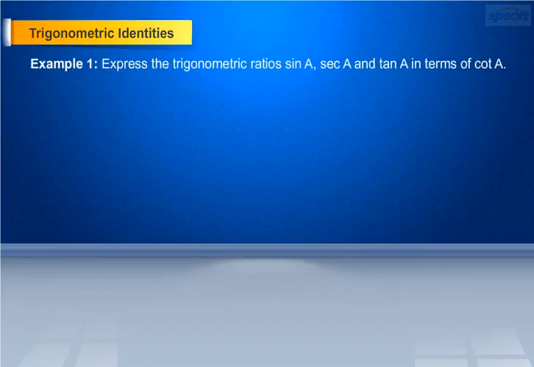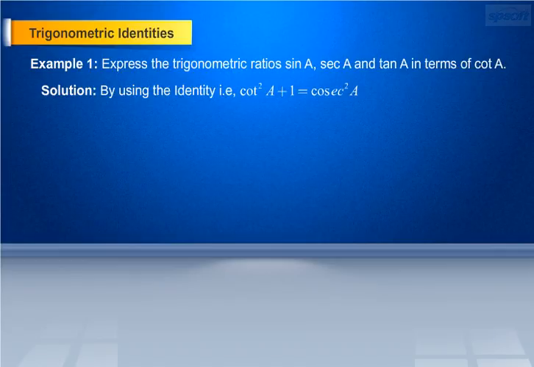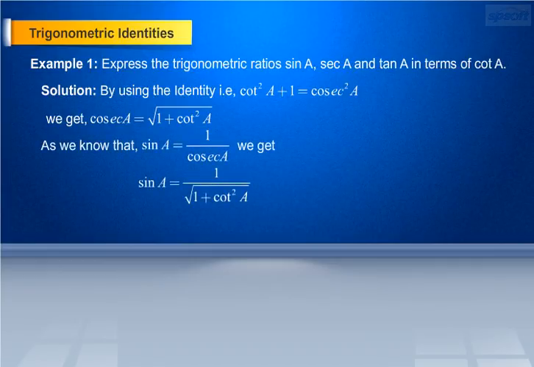Example 1. Express the trigonometric ratios sin A, secant A and tan A in terms of cot A. Solution: in order to express sin A, secant A and tan A in terms of cot A, let us consider the identity, that is, cot square A plus 1 equals cosecant square A. This implies that cosecant A equals square root of 1 plus cot square A. Now let us find the value of sin A in terms of cot A. As we know that sin A equals 1 by cosecant A, we get sin A equals 1 by square root of 1 plus cot square A.